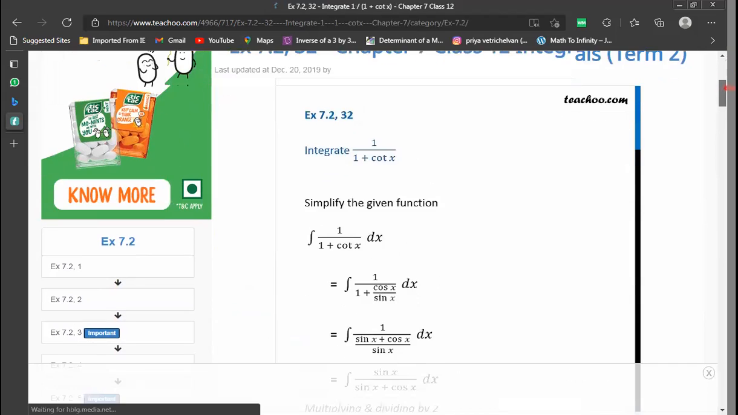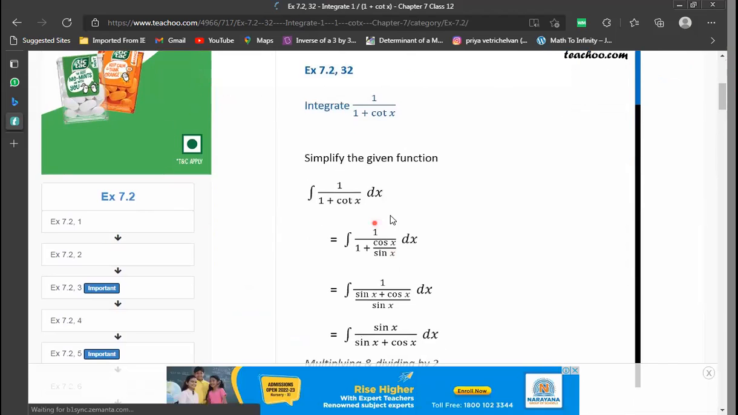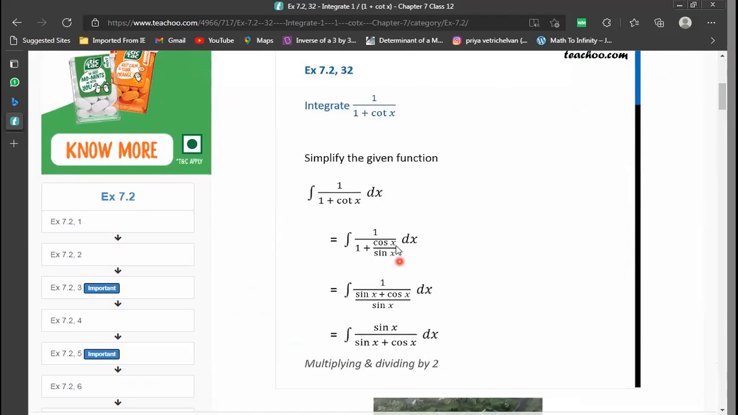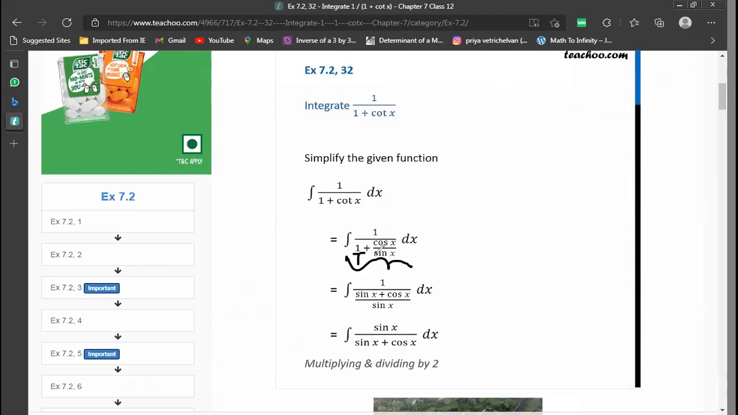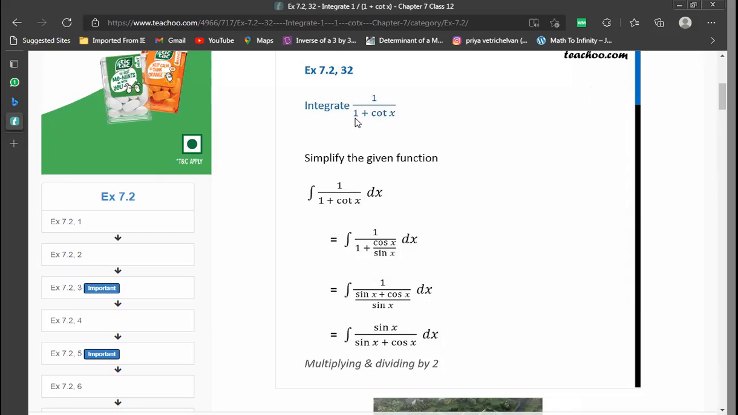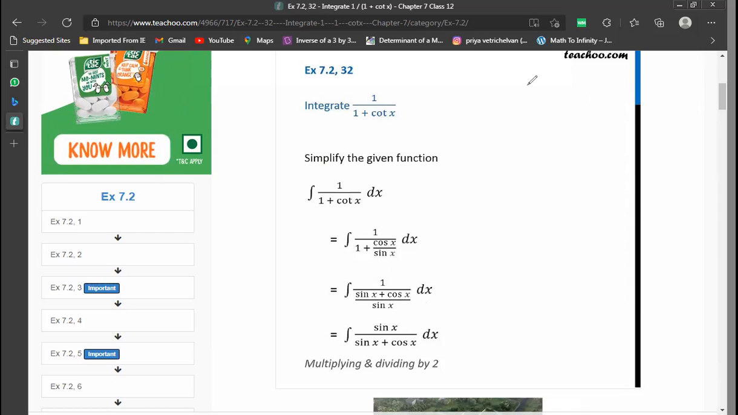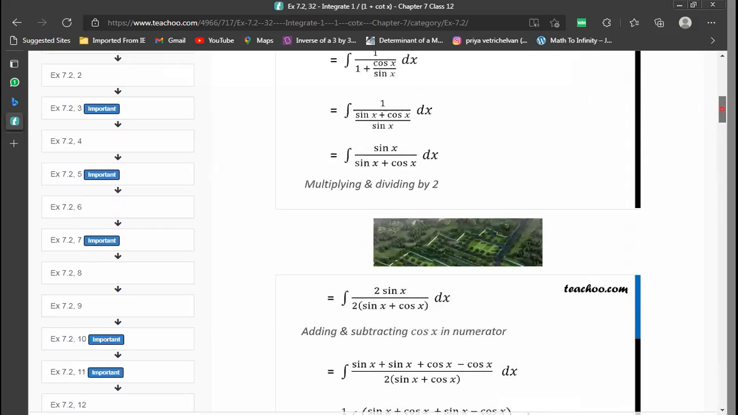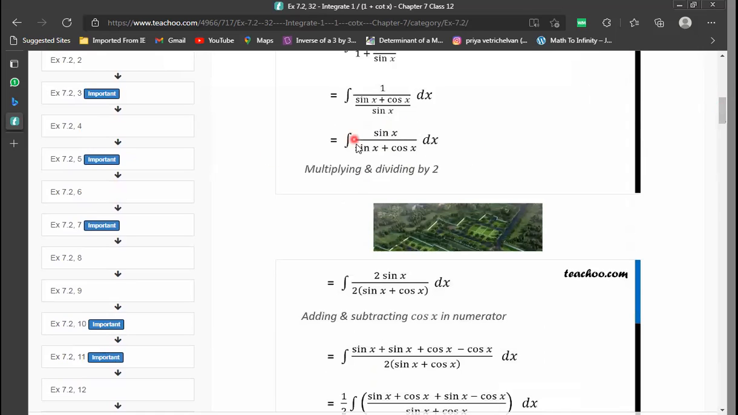It's 1 upon 1 plus cot x. Here we are just rewriting cot theta in terms of sin theta and cos theta upon sin theta. After that, since both denominators are different, you can go for the LCM. If you take the LCM, it becomes sin x plus cos x upon sin x. The denominator goes to the numerator, and it turns into sin x upon sin x plus cos x. Now we are dividing and multiplying by 2, so it turns into 2 sin x upon 2 into sin x plus cos x.